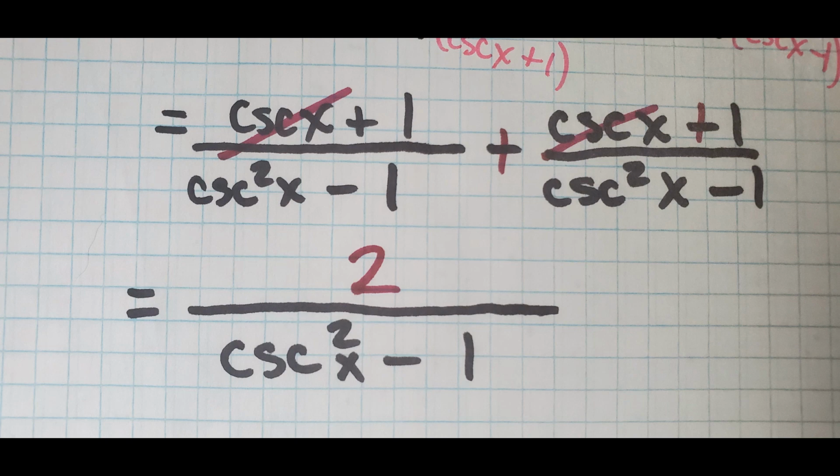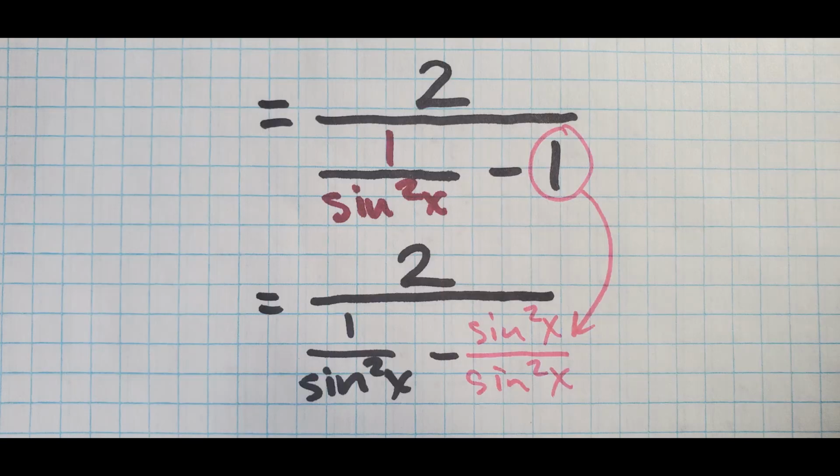On bottom, we see that we have cosecant squared of x minus 1. Well, I'm going to switch out the cosecant for 1 over sine of x, and it's squared, so it has to be 1 over sine squared of x.